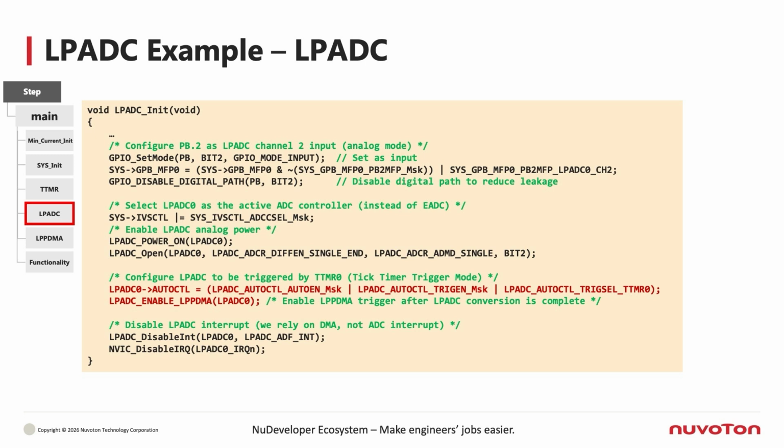Next, we select low power ADC 0 as the main controller and enable it. Then, we turn on auto operation mode and set the trigger source to timer 0. Finally, we disable the ADC interrupts. This is because the entire conversion and data transfer process is handled automatically by the low power PDMA without any CPU involvement. This is a key part of achieving low power operation.